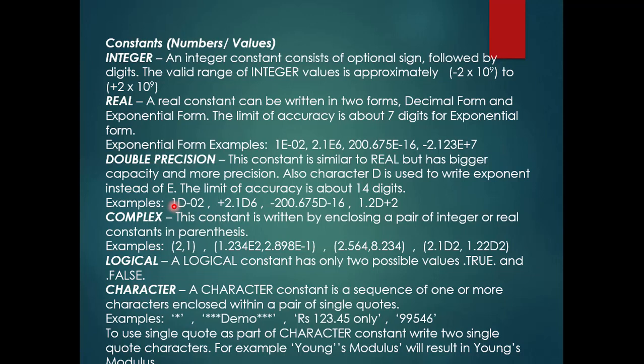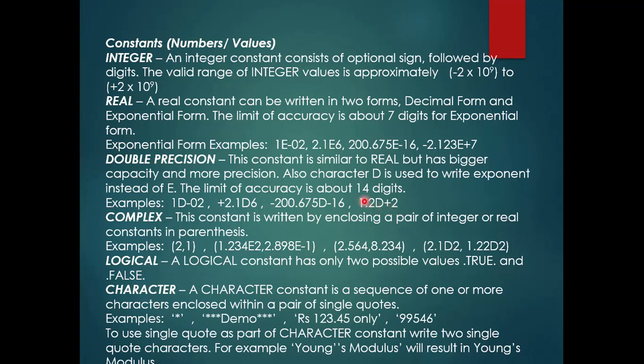So 1D minus 2 means 1 into 10 to the power minus 2. Similarly, 2.1D6, minus 200.675 into 10 to the power minus 16, 1.2 into 10 to the power 2.